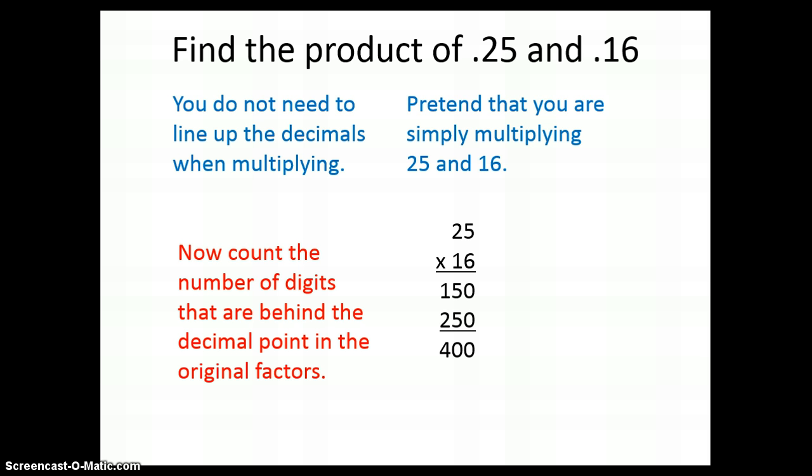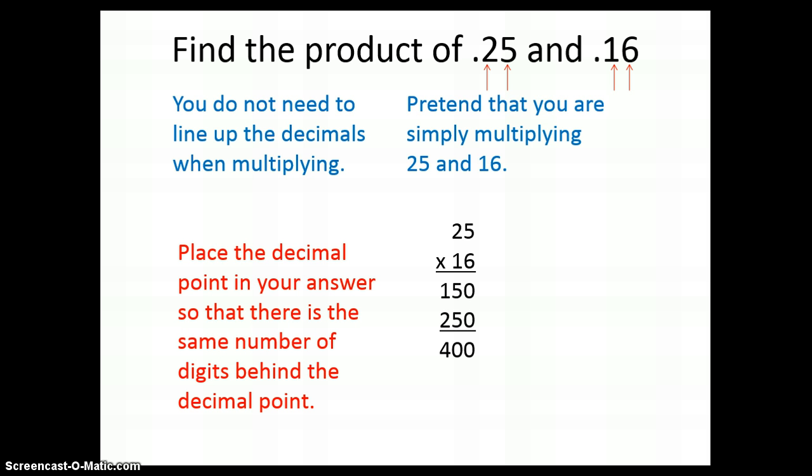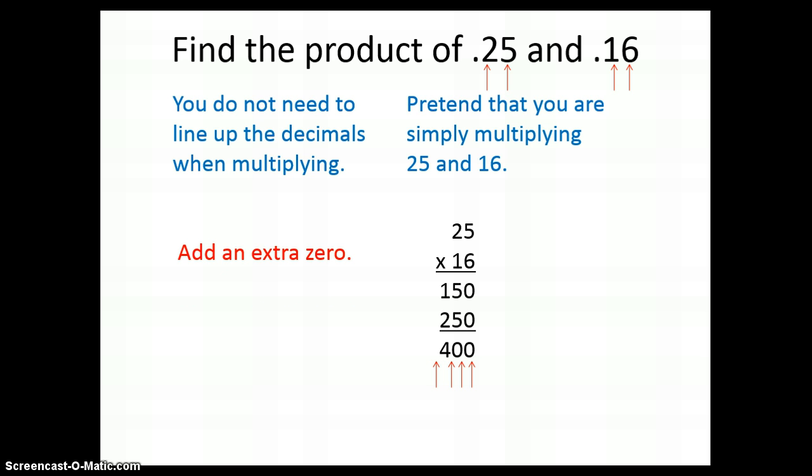Now I need to count the number of digits that are behind the decimal point in the original factors. So for 25/100, I have 2 digits behind the decimal, and for 16/100, I have 2 digits behind the decimal. So altogether, that's 4. But when I go back to place my decimal point, so that there are 4 digits behind the decimal, I look at my product and I only have 3. So I still count back 1, 2, 3, and I need a 4th. So in that spot, as a placeholder, I'm going to put an extra 0.